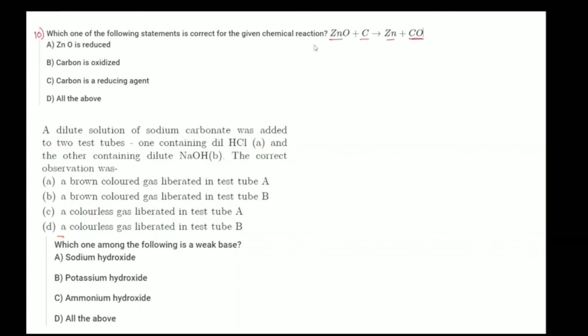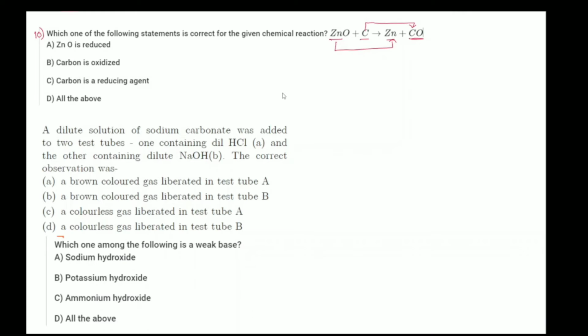All of this. We know that zinc oxide is getting changed to zinc. Zinc oxide is reduced to zinc. This type of reaction is a redox reaction. Zinc oxide is getting reduced to zinc, whereas carbon is getting oxidized over here, that is, it is adding oxygen. Carbon acts as a reducing agent.